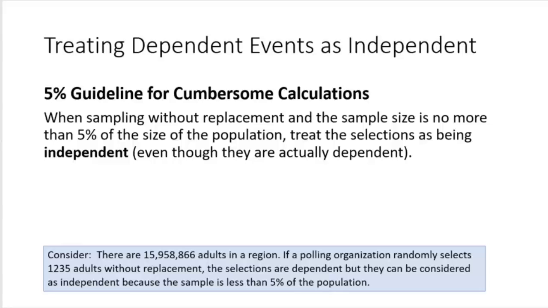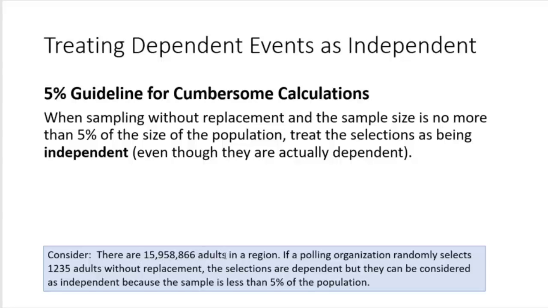So if you are dealing with sampling without replacement, we would expect the denominators to change. If your sample size is no more than 5% of the population, and by the way, population doesn't have to refer to people, it's no more than 5% of the entire group you're looking at, you can treat the selection as independent, even though it was really dependent. So here's an example down here.